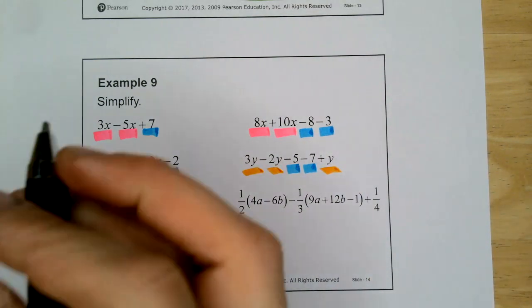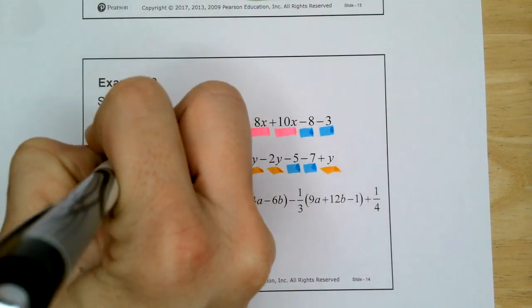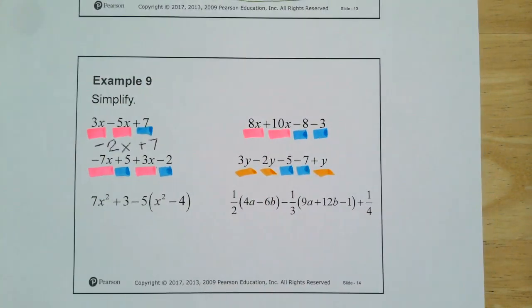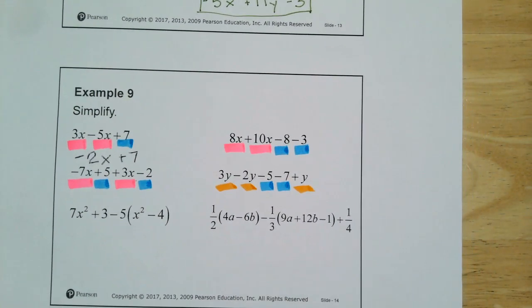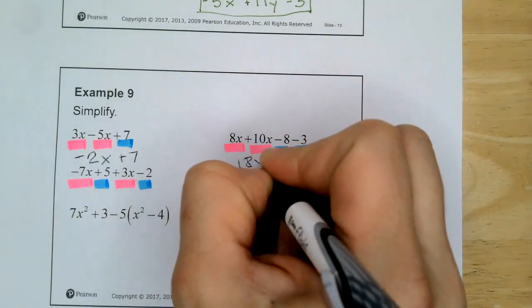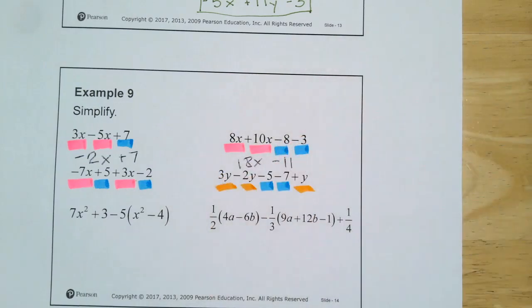Good. 3x minus 5x becomes -2x. The 7's alone, so you're done. -2x plus 7 is the simplest form of that expression. 8x and 10x become 18x. -8 minus 3 become -11. Good.